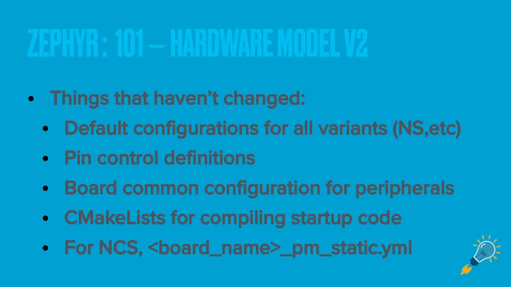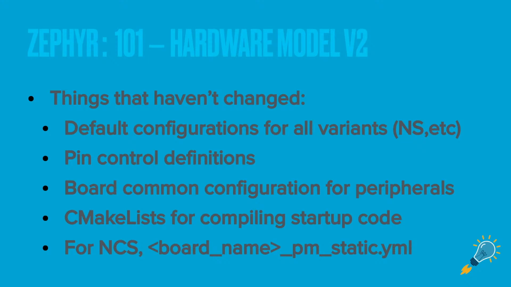And did I include the usage of that? That's important. But the things that have changed, mostly everything else. So the pin control settings, the DTS files, the CMake list files. If you are using NCS, I will be including the partition management definition, because they do some dynamic partition generation on the NCS side for whatever reason.